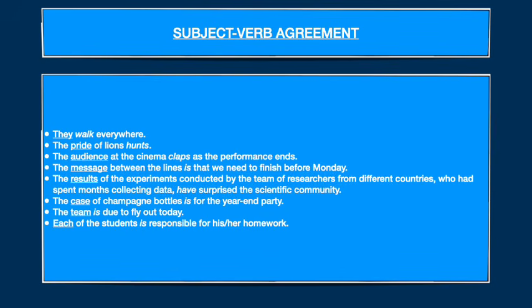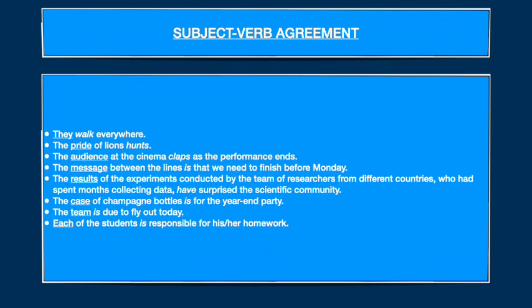The case of champagne bottles is for the year-end party. Once again, using a collective, so using case. There are many champagne bottles. The subject is the one singular case, though. Unless it said cases, then it obviously would be plural. But here it's the case, it's singular. Therefore, the verb must be singular as well.